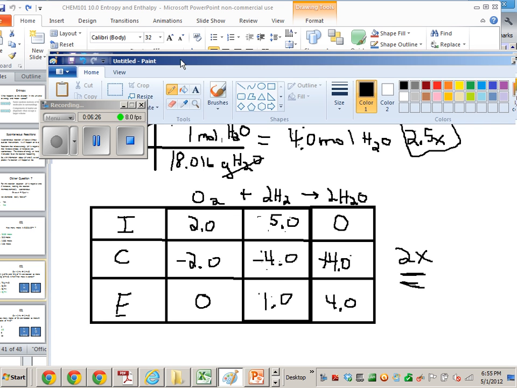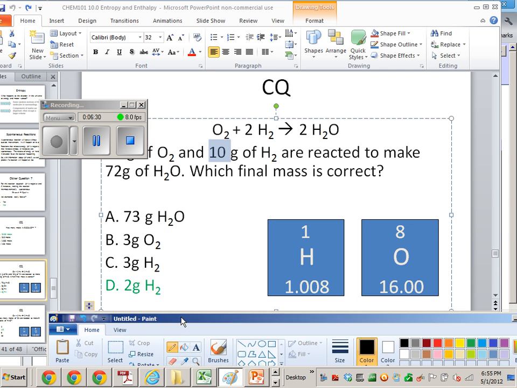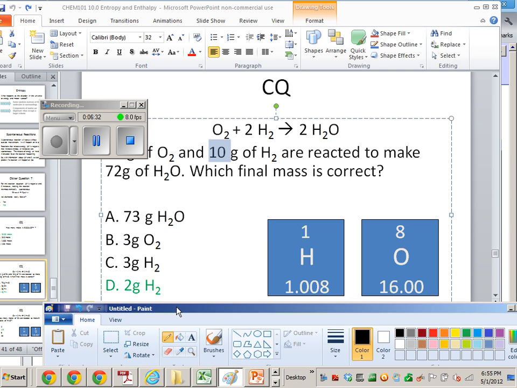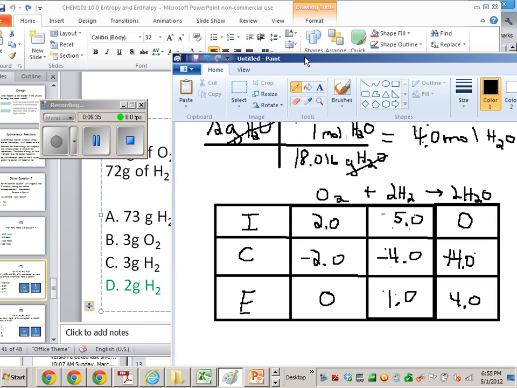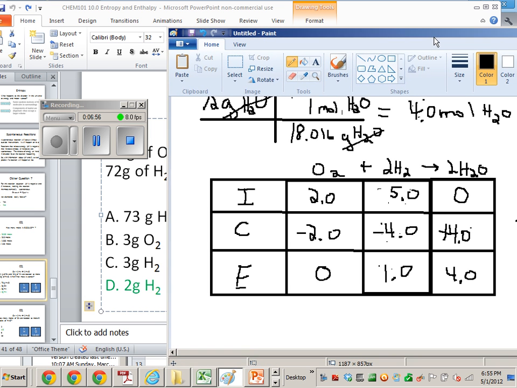And let's see what the question asks for. Which final mass is correct? There are different masses, some for O2, some for H2, some for H2O. So if I look at this, I know B is wrong because O2 is the limiting reagent, so I really shouldn't have any O2 left over. 73 grams H2O is inconsistent with what's given in the problem. I said that there was 72 grams of H2O left over, not 73, so that's clearly wrong as well. Let's figure out between C and D which one is correct.